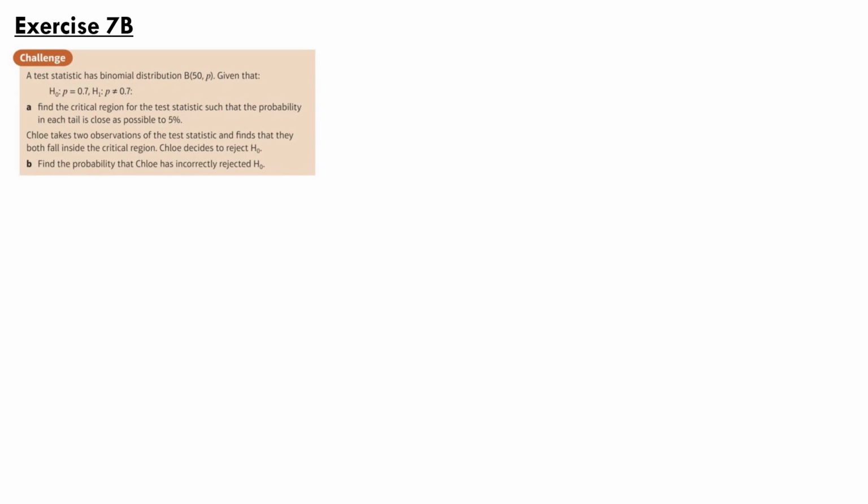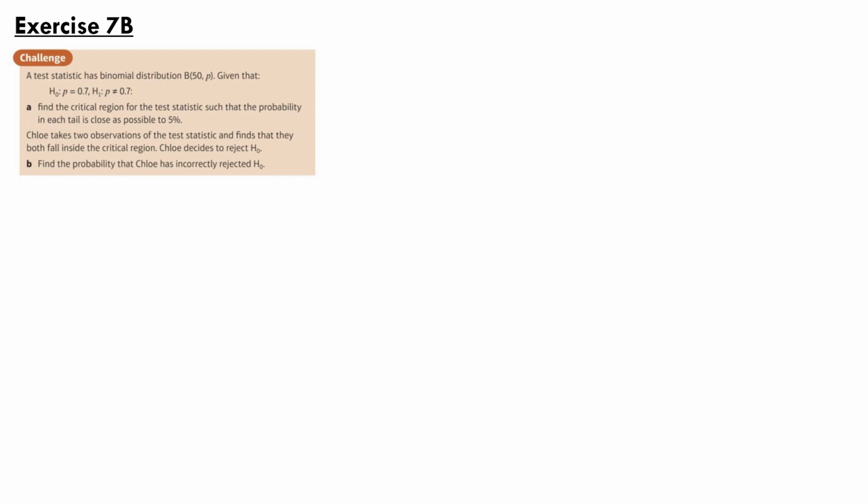Okay, and our final question is from exercise 7b. A test statistic has binomial distribution B, where n equals 50 and the probability of success equals p. Given that the null hypothesis is p equals 0.7 and the alternative hypothesis is p is not equal to 0.7, part A says find the critical region for the test statistic such that the probability in each tail is as close as possible to 5%.